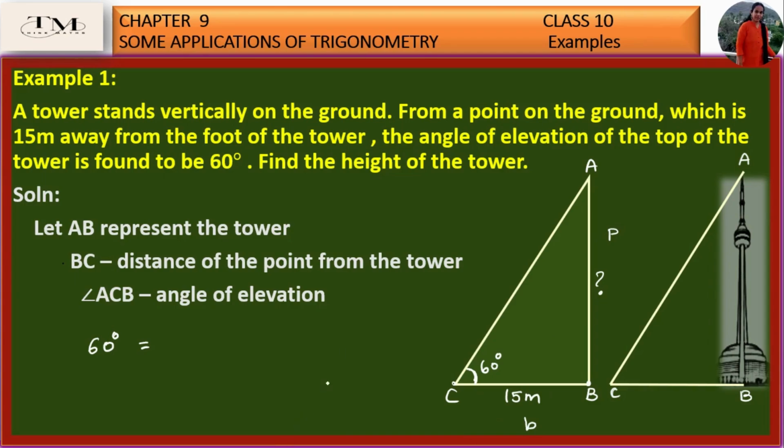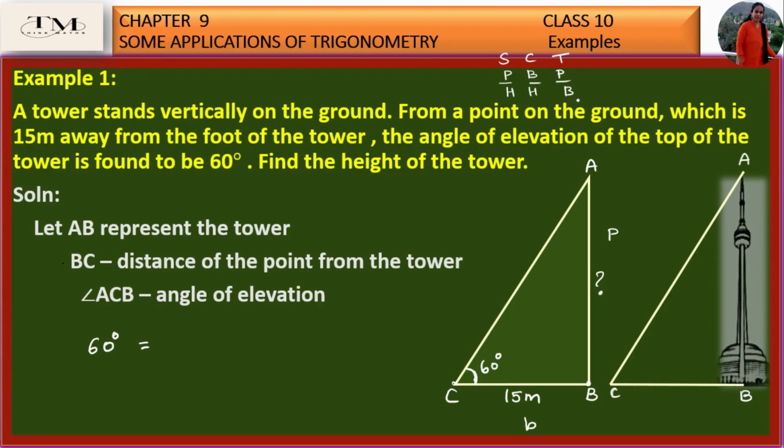So we know some relation, that is Pandit Badri Prasad Har Bol. Just remember this. Pandit Badri Prasad Har Bol. So this is sine, cos, tan. So just put a line between them. So sine is perpendicular by hypotenuse, cos is base by hypotenuse, tan is perpendicular by base. That is Pandit Badri Prasad Har Bol.